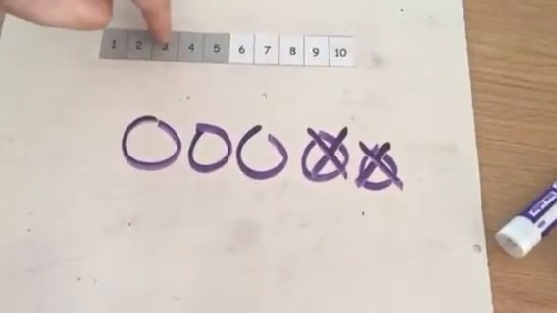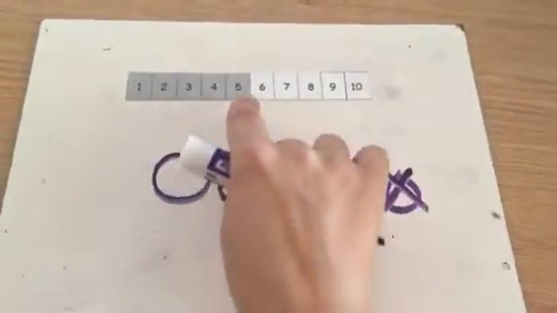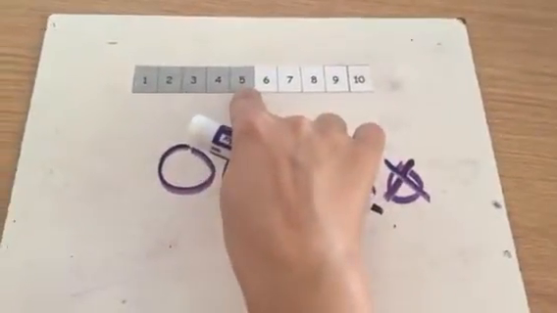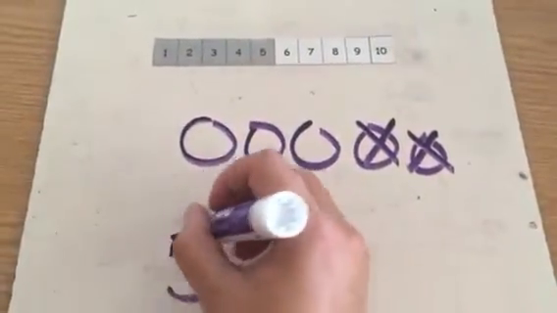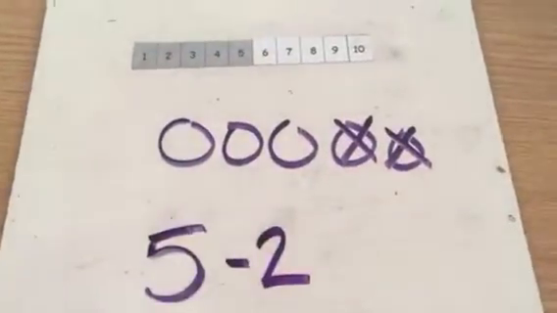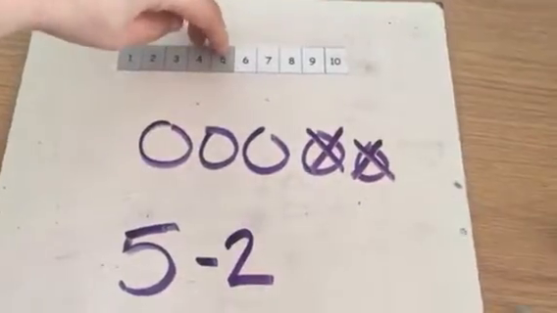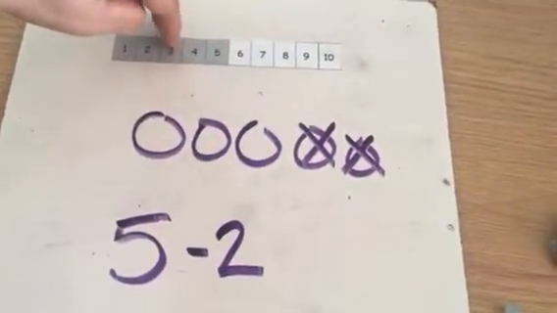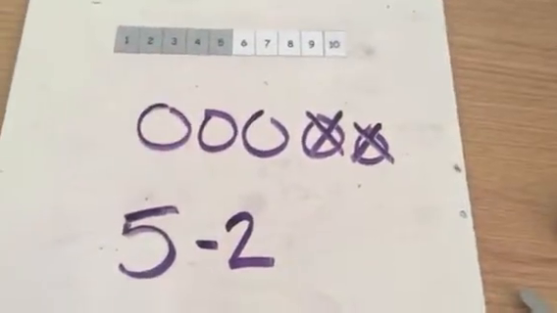That's right, there's 3. So now I can use my picture and my number path to help me write my subtraction sentence. Remember, we started with 5. How many did we take away? 2. So put your finger on 5. Go back 2. How many do we have left? That's right, we have 3 left.